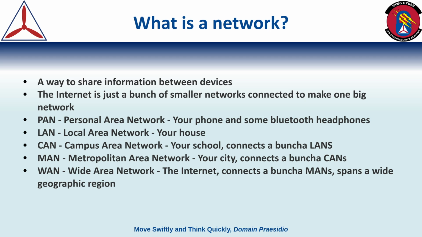A network is just a way to share information between devices, and there are different classifications of networks for the different sizes of networks, both geographically and in how many devices they have. The first type is going to be a PAN, a personal area network. This is basically everything you're going to have on your person.